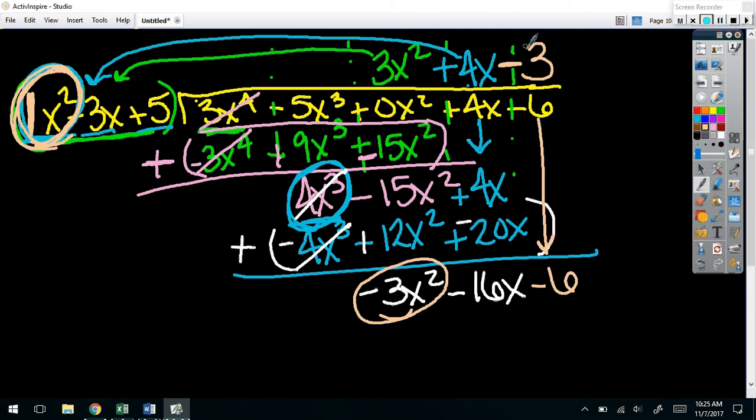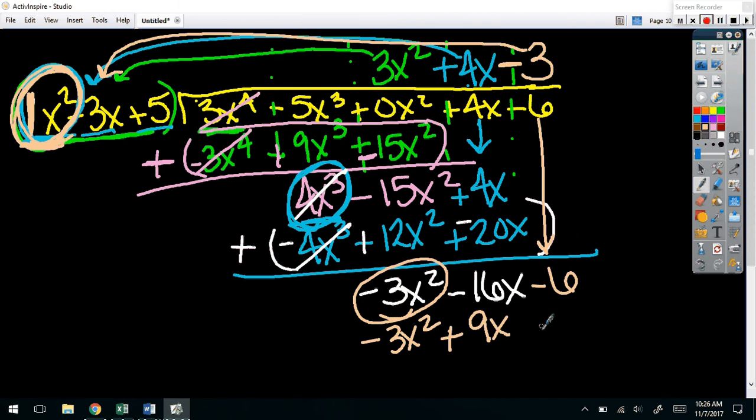Now we're out of numbers. I'm repeating the process again. You continue the process until you can't anymore. So watch. Multiply it around. What is negative 3 times 1x squared? What is negative 3 times negative 3x? What is negative 3 times 5?